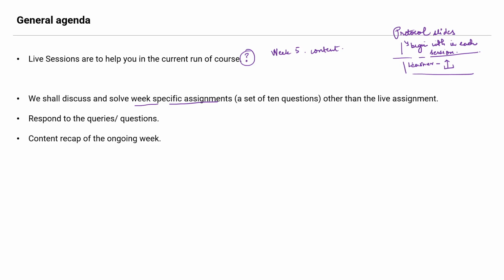I mean, obviously, there is an outlier, which is the set of 10 questions, which will be different. Then the protocol slides, the marking criteria, the certification criteria, and all those pieces of information are repeated in each and every session. So the initial 10 to 15 minutes are dedicated to this flow of protocol slides.